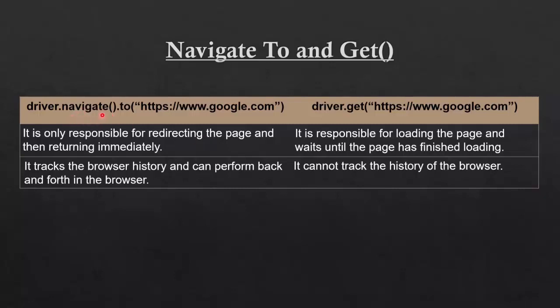Also, the driver.navigate.to command tracks the browser history and can perform back and forth in the browser. Like we have seen in the test cases, we were performing the back operation and the forward operation. So it tracks the browser history, whereas driver.get does not track any of the history of the browser. Like through driver.get.forward, there is no such command. So it is not tracking any of the history of the browser. So these are the major 2 differences between the driver.navigate.to command and the driver.get command.